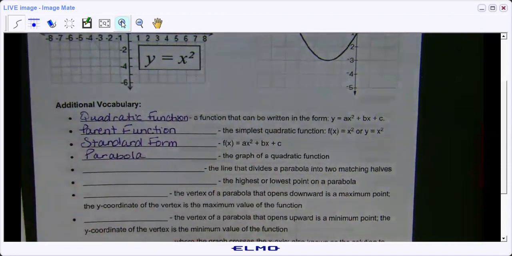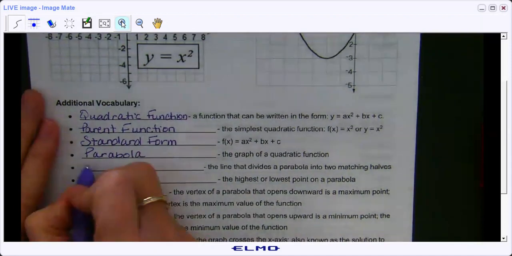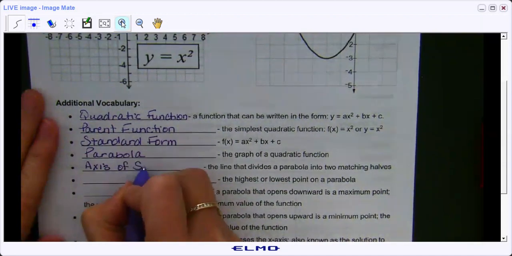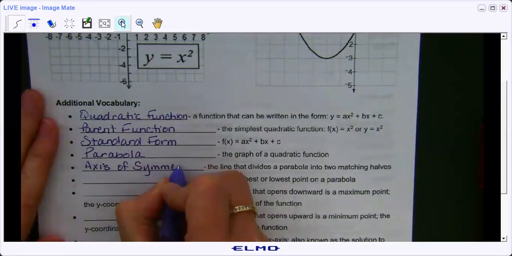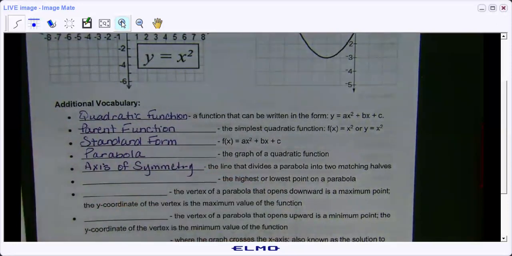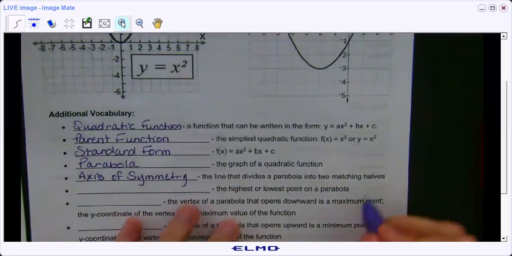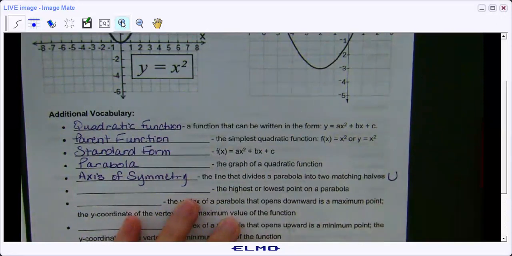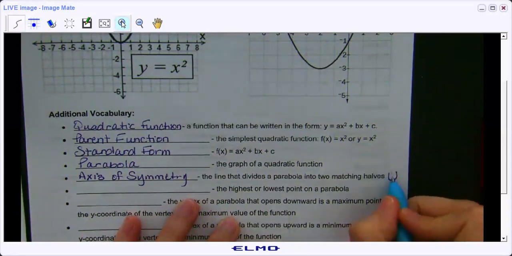Okay. Now we're going to go into some vocabulary dealing with a parabola. The first one is axis of symmetry. This is a line that cuts your parabola in half. If you think of something being symmetrical, if you were to cut it in half, it would mirror. And your axis of symmetry would look like this, with the line going straight down the middle.